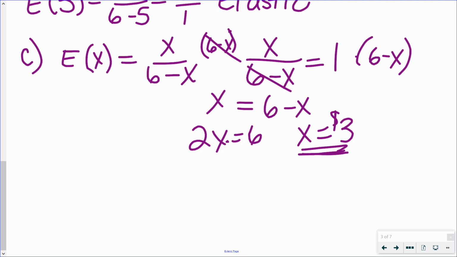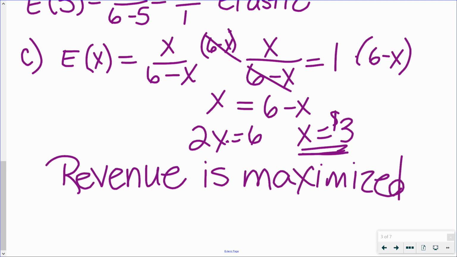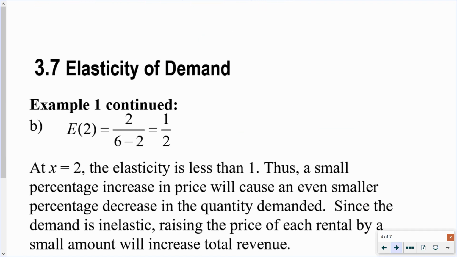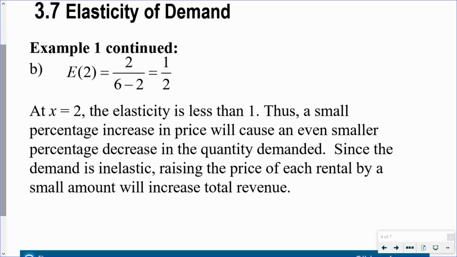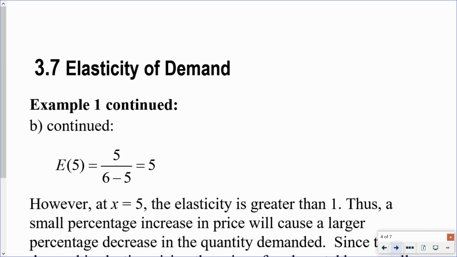Okay, so that is the price where the elasticity equals 1. What does that tell us? It told us to interpret this price: at the price of $3, revenue is maximized. Okay, so that is what that tells us. And that is just notes. We already did all that.